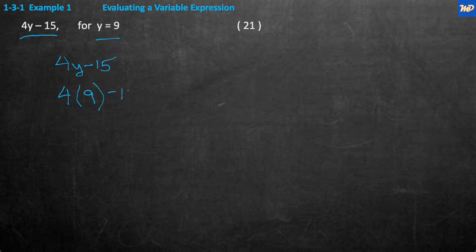minus 15. If we carry out according to PEMDAS, the order of operations, we have to do the multiplication before addition and subtraction. So we're going to end up with 4 times 9 is 36, and then minus 15. And when we do that, 36 minus 15 is 21.